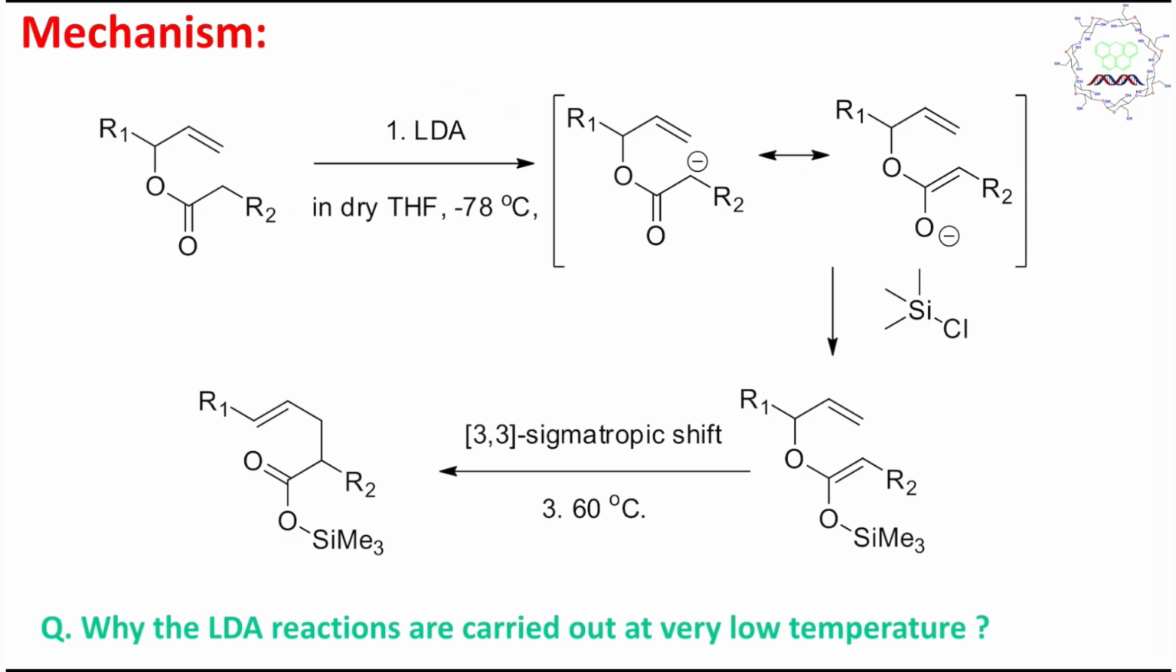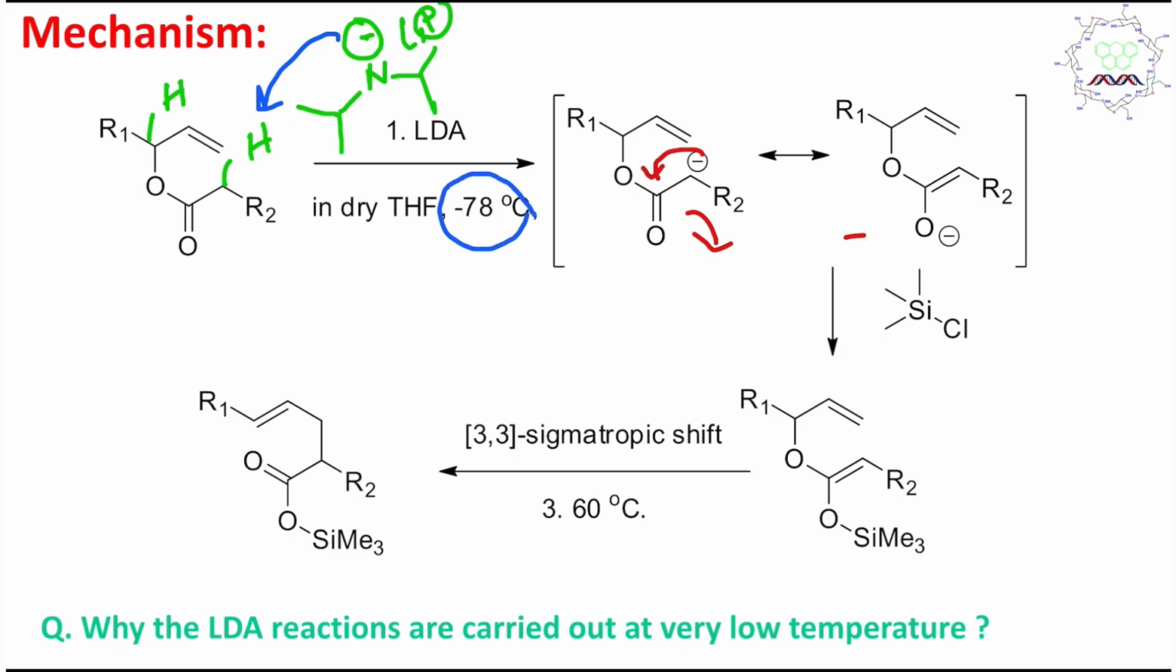Now in this case there are two types of protons available. One is this allylic and the other is alpha to carbonyl, and we know alpha-to-carbonyl protons are relatively more acidic. That's why LDA, which is lithium N,N-diisopropylamide, a bulky base, will abstract this proton and produce this carbanion, which is resonance stabilized by this conjugation, and this produces the enolate. So this is enolate generation by LDA. And look at the temperature: generally it is low for this proton abstraction, because LDA is a highly reactive reagent.